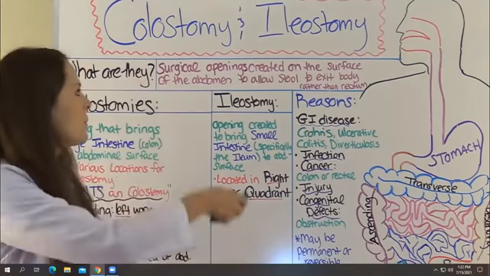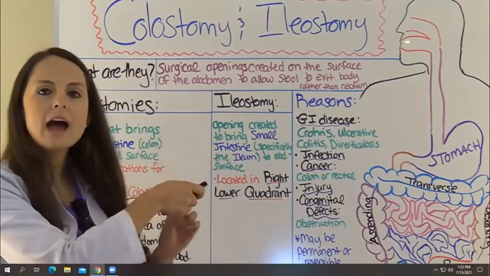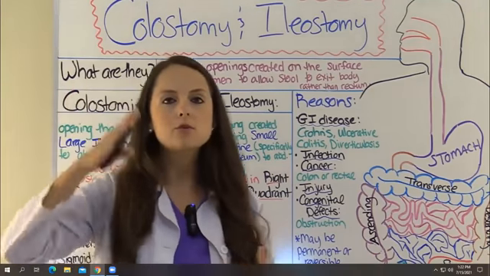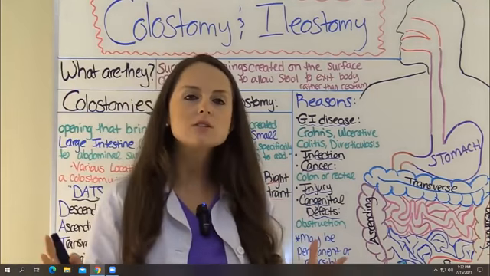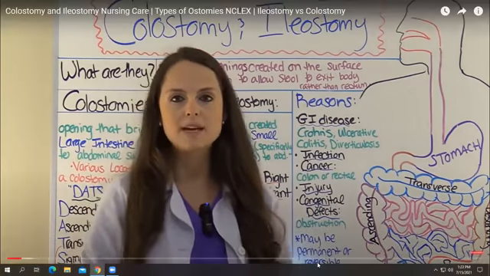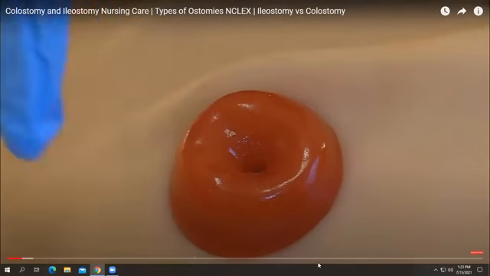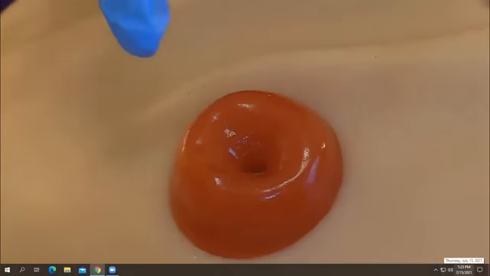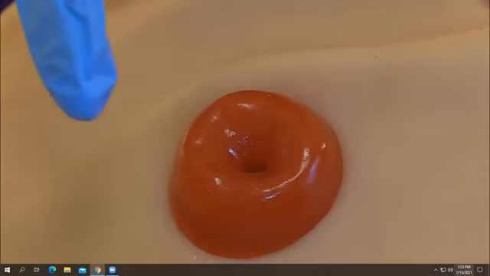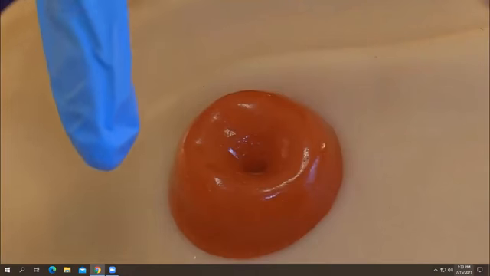It is a surgical opening created on the surface of the abdomen to allow stool to exit the body rather than through the rectum. And here is what a basic GI ostomy looks like on the surface of the abdomen. And notice that you have the stoma, and the stoma is setting right on the surface of the abdomen. And in the middle, this is where the stool will be excreted. And you always want your stoma to look nice and red like this. It'll have a shiny look to it and be moist.